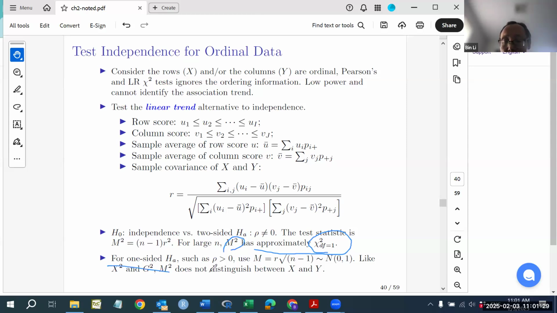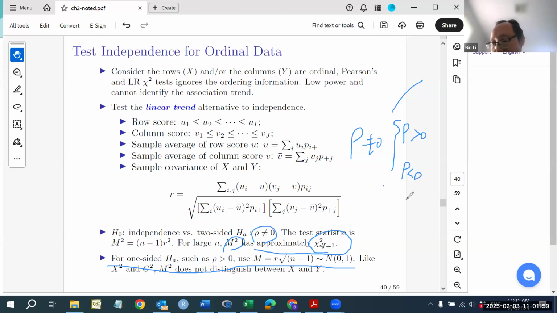Okay, and also we can do it as a one-sided test. If the alternative says rho, the correlation, is not equal to 0, that's two-sided. It includes two possible cases, right? Rho is greater than 0, which means it's a positive association, so the linear trend is positive. Or it also includes rho is less than 0, so that's a negative linear trend, right?